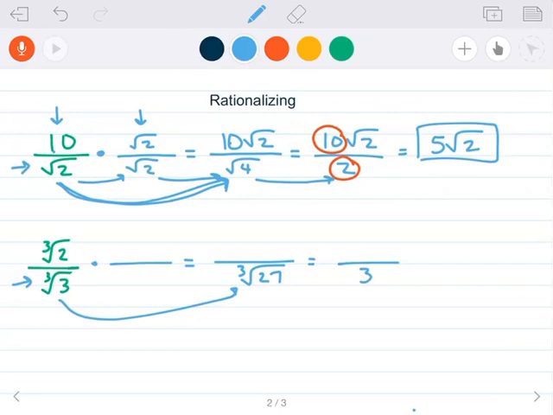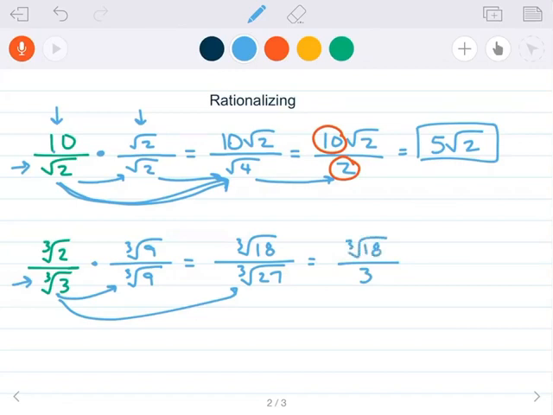So for this one, I would not just want to multiply by the cube root of 3 here. I have to multiply by the cube root of 9, because 3 times 9 would become 27, which would turn into the 3 here at the end. So I would multiply the top by the same thing, so cube root of 9 over the cube root of 9. So that's the cube root of 18.